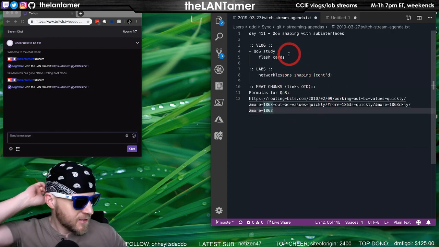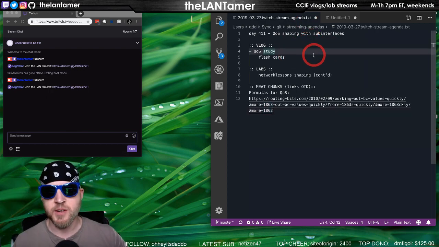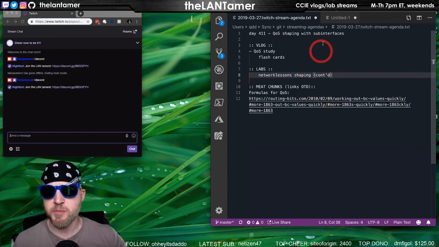So yeah, I'm still behind on flashcards. Got to try to work on that some tonight if I have time. But other than that, we're going to just hit one of these network lessons on shaping.